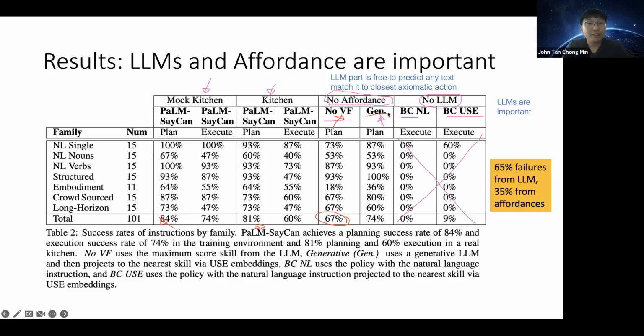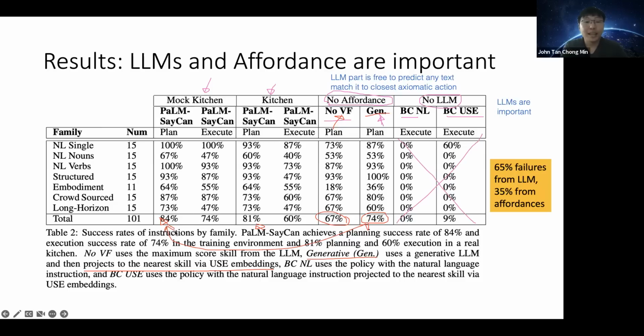But this is the interesting part. Without the value function, but we do a generative method to project the nearest skills, rather than just constraining to the skills that we have so far. So this is quite interesting. You can see that with the generative model, it can actually predict quite well, like 74%. So this is the planning part. It can predict quite well, but I believe this is with respect to the mock kitchen.